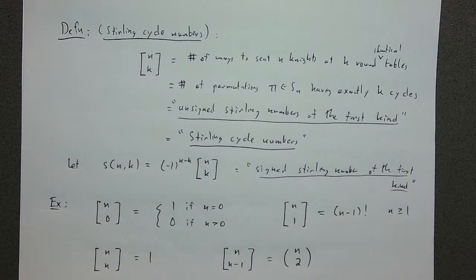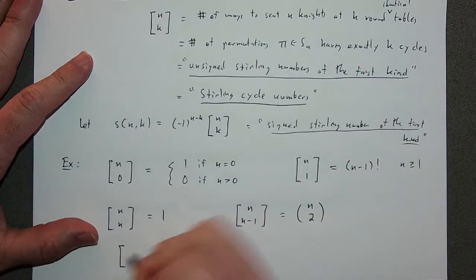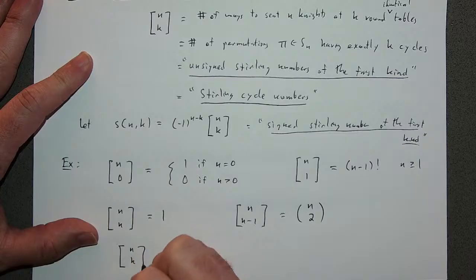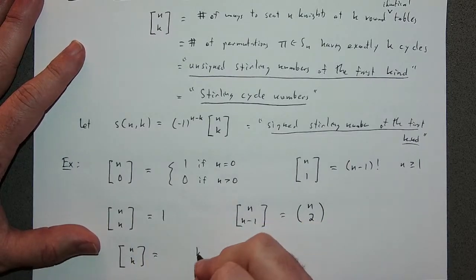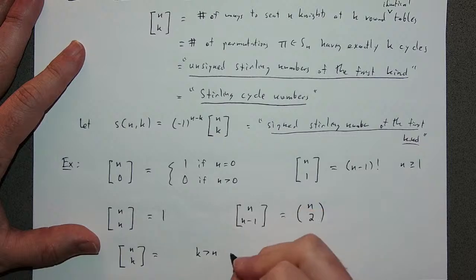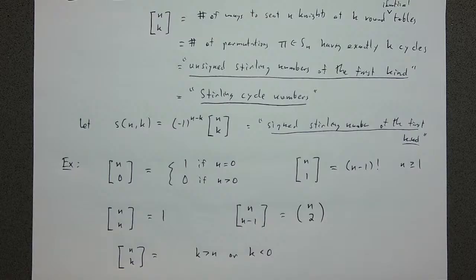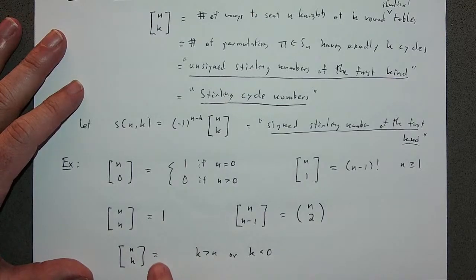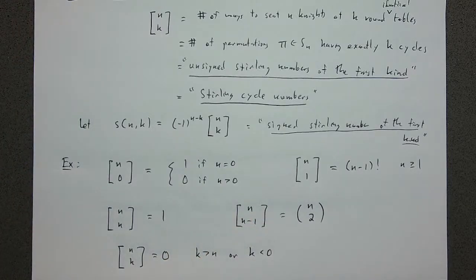What if there are more tables than knights? What if k is bigger than n? Or what if k is negative? Does that make any sense? We're not going to talk about a negative number of tables, and if we have more tables than knights, I can't do this in a way that no table is empty, and so this is 0 in this instance too.